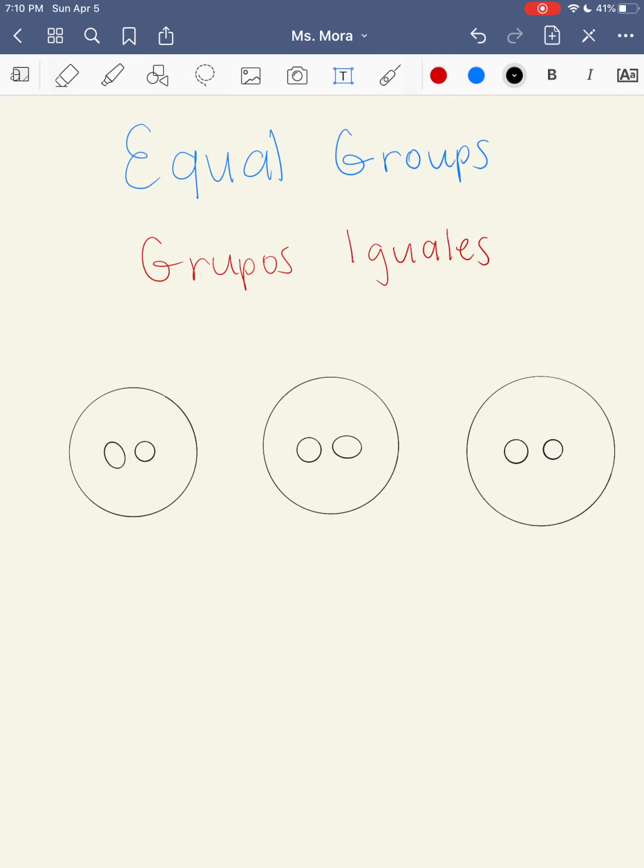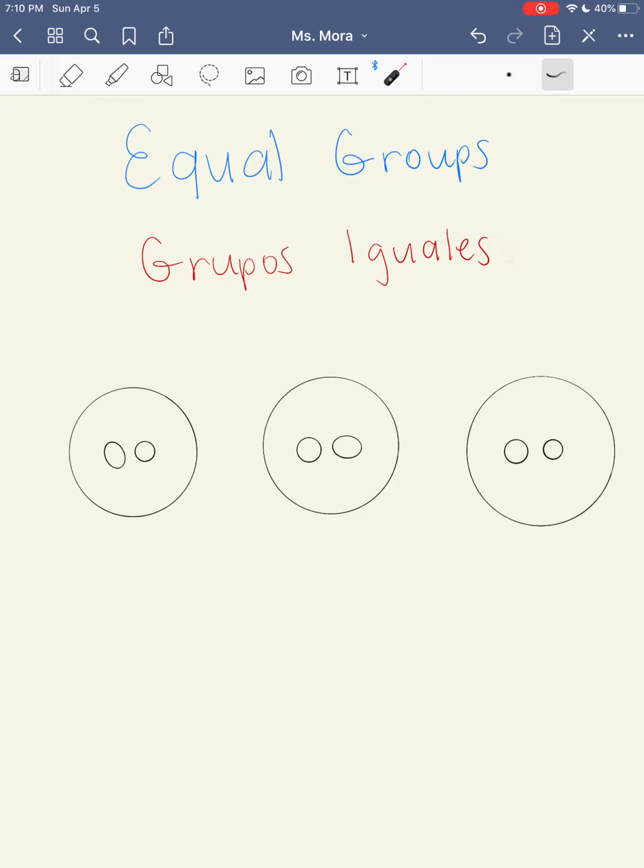Okay guys, so I'm going to try to do this in English and in Spanish so that all our friends can understand. So whenever you see the text in English, it's going to be blue. Whenever you see it in red, it's going to be in Spanish, okay? So, cuando vean las palabras azules, van a ser en inglés. Cuando vean las palabras rojas, van a ser en español, okay?